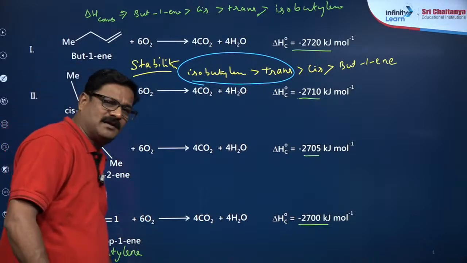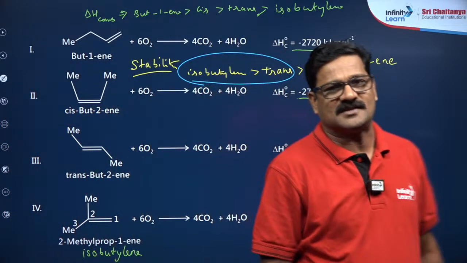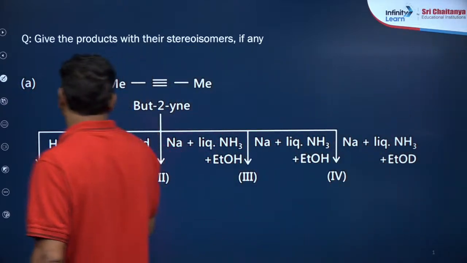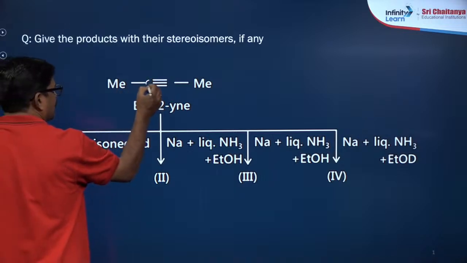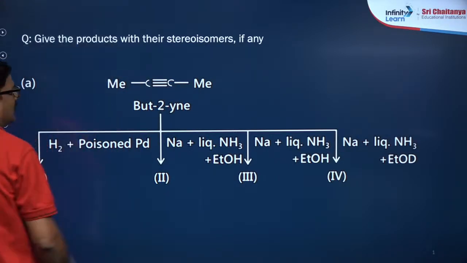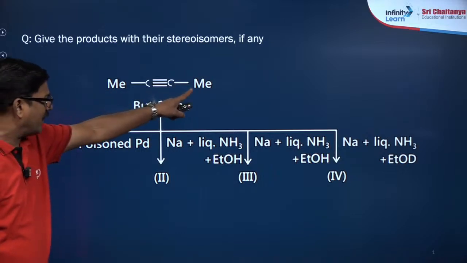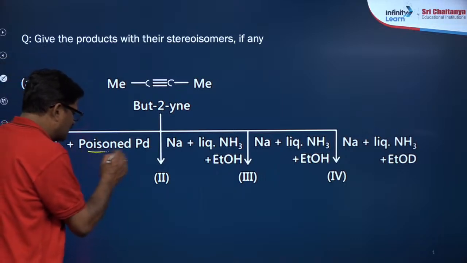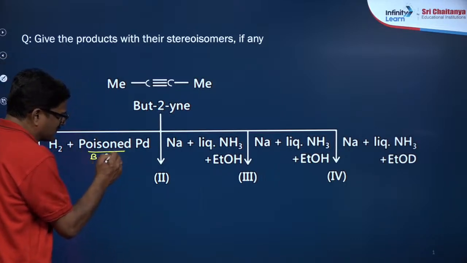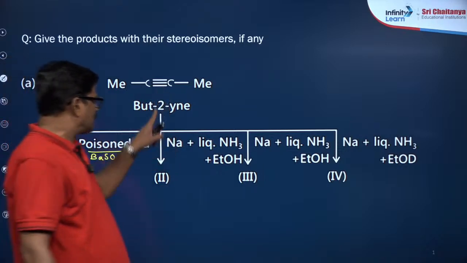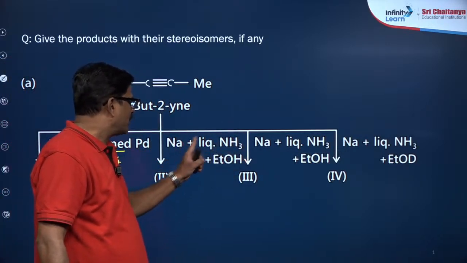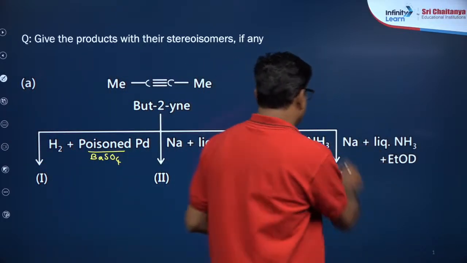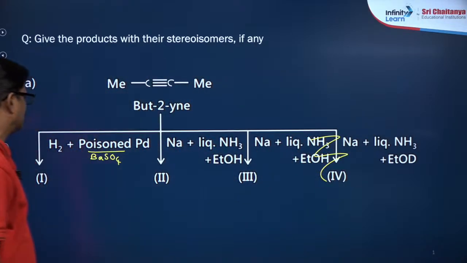Move ahead. I have a question for tomorrow's class, I have prepared one question. Give the products, their stereoisomers if any stereoisomers are there. If but-2-yne is treated with H2 and poisoned palladium, which poison can you use? You can use barium sulfate. And but-2-yne can react with sodium and liquid ammonia. It doesn't matter, only two products you just give it to me, okay.